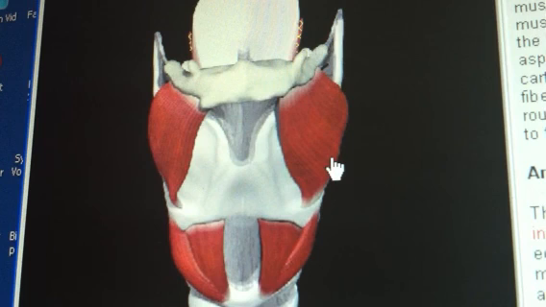Remember, this is an infrahyoid muscle, all right, and it is the only infrahyoid muscle that serves to elevate the larynx. All right, that's it. I hope that helps.